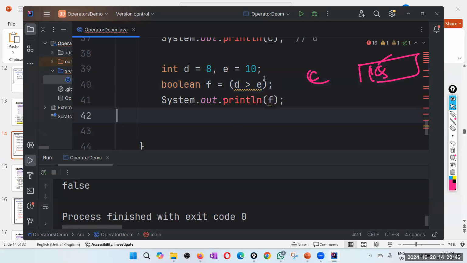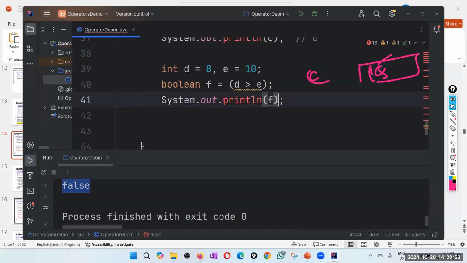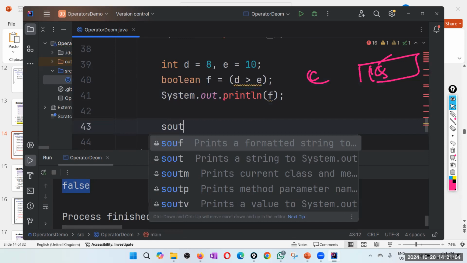Okay, so therefore I just let it compile and run. So therefore, is 8 greater than 10? No. So therefore output is false. Okay, output is false. Right. So likewise, of course, it works for char also. Okay, char also. Let's have it out.